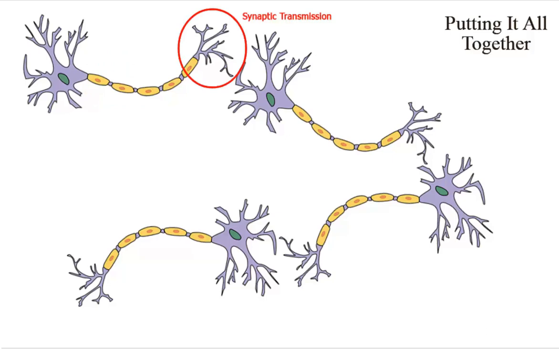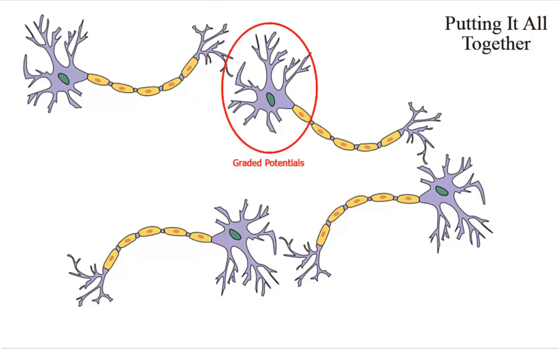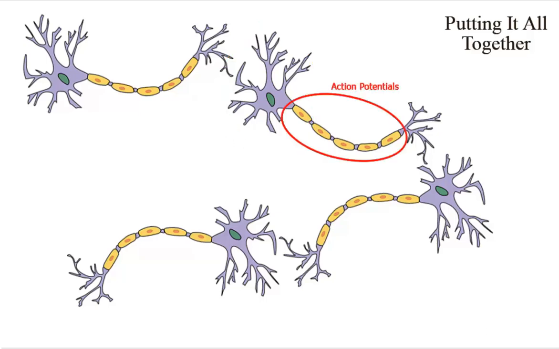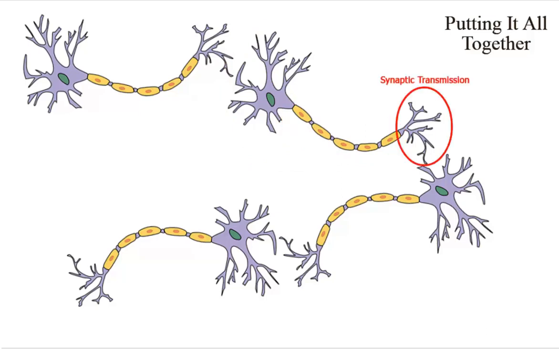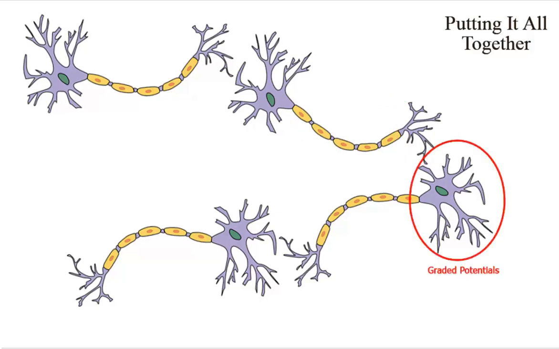The release of the neurotransmitter will cause a graded potential in the dendrites or soma of the next neuron, which again may generate action potentials that will travel along its axon, which again will get to the synaptic terminals and cause neurotransmitter release, which again will cause a graded potential in the dendrites and soma of the next neuron, and on and on and on. So you can now better understand how the billions of neurons in your nervous system communicate with each other.